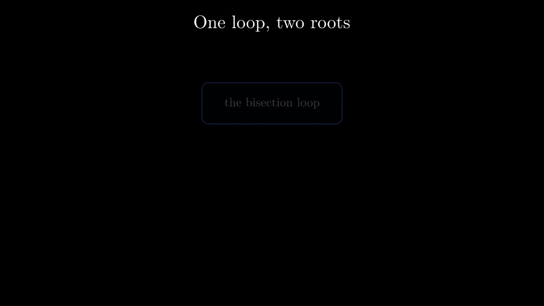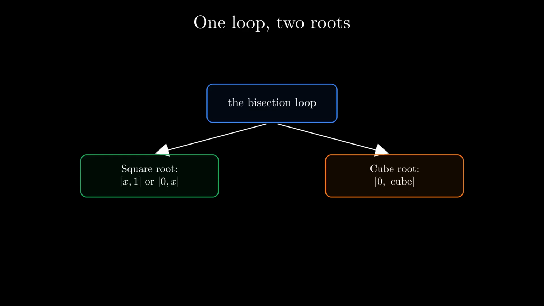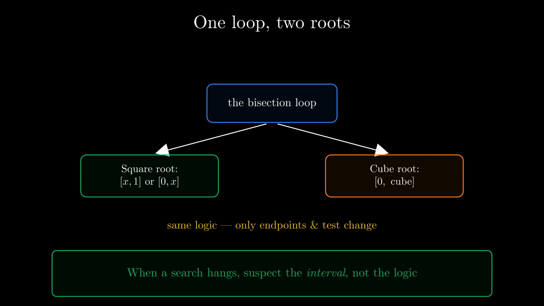So the same powerful loop solves square roots and cube roots alike. The logic never changed, only the endpoints and the test did. The real lesson is sharper. When a search loop hangs, suspect your interval before your logic. Make sure the answer you seek actually lives between your low and your high.